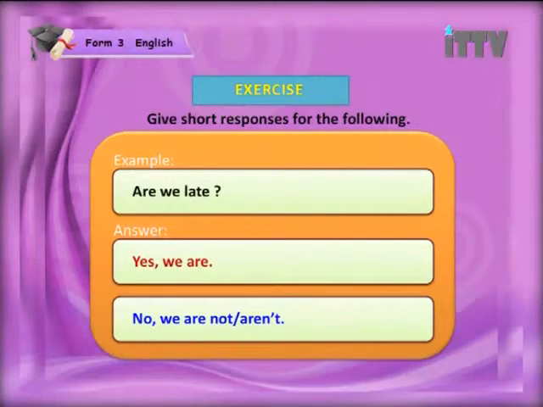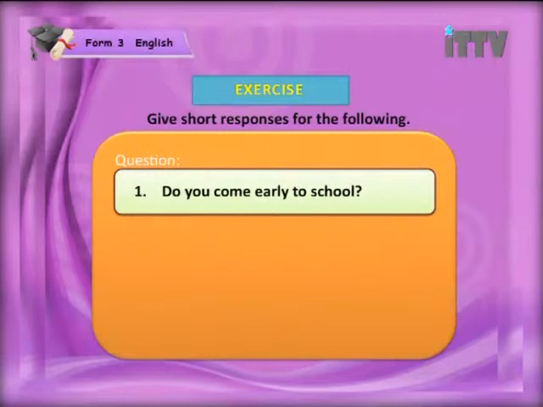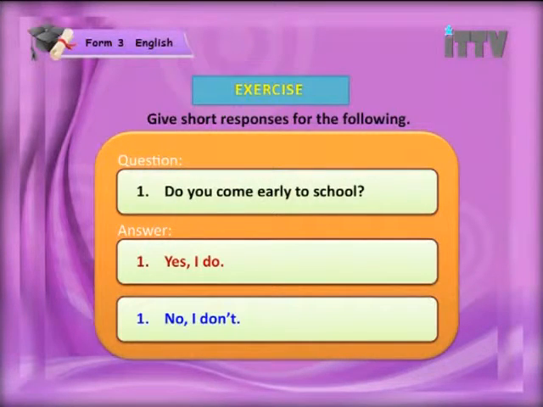Alright students, look at the exercise. Give short responses for the following. Example, are we late? Answer, yes we are. No we are not. No we aren't. Do you understand, students? Good. Now next, question. Do you come early to school? Answer, yes, I do. No, I don't.